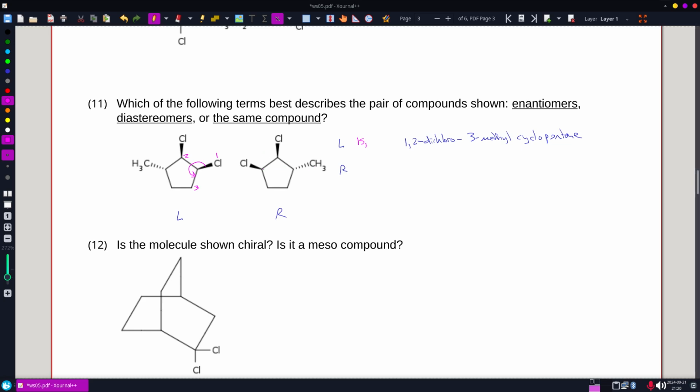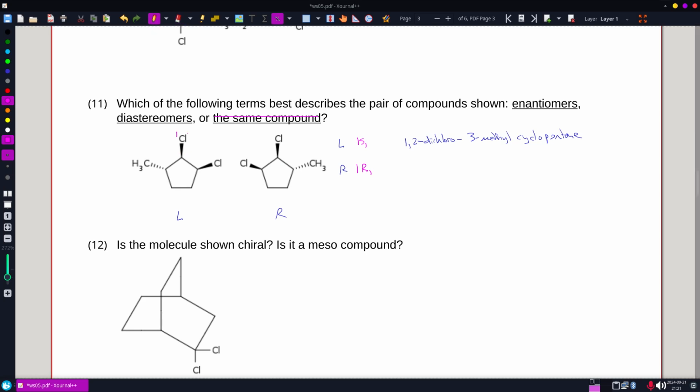Now on my other number 1, I have a high priority with the chlorine, the same high priority with the carbon with a chlorine attached, and the same low priority. Hydrogen still in the back, so that is matching up. So the 1 position on that low one is R. Alright, so I know for sure they're not the same compound just because of that. Now erase both those and we'll move on to our 2 position.